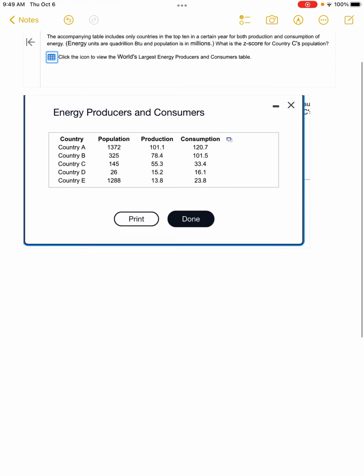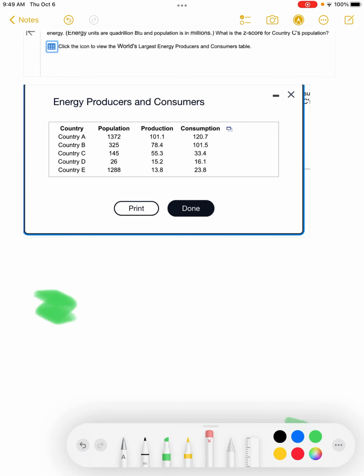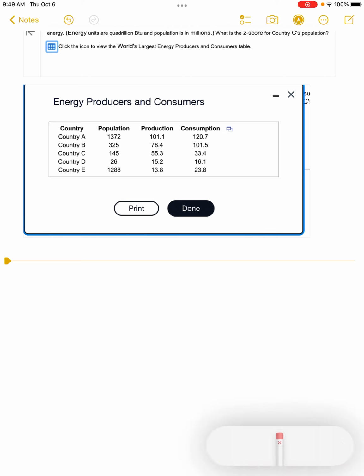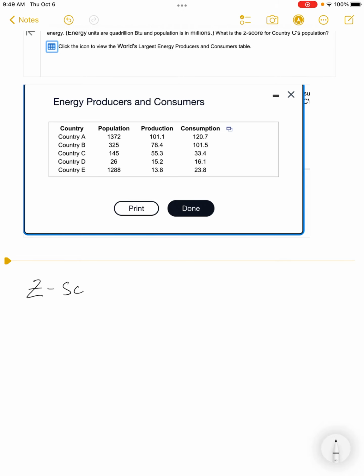It wants the z-score. Oops, I'm in a highlighter. Didn't realize that. So let me get out of highlighter mode. First erase these and come in here. Remember what we want. We want the z-score for country C's population.